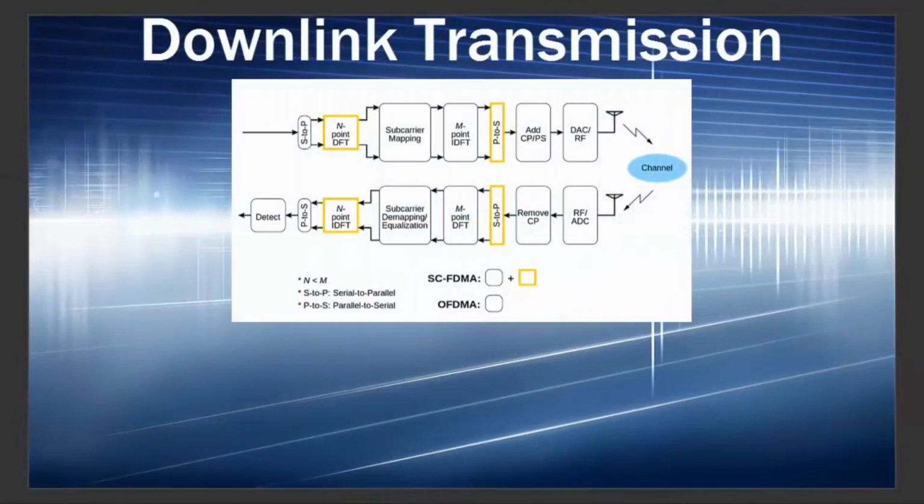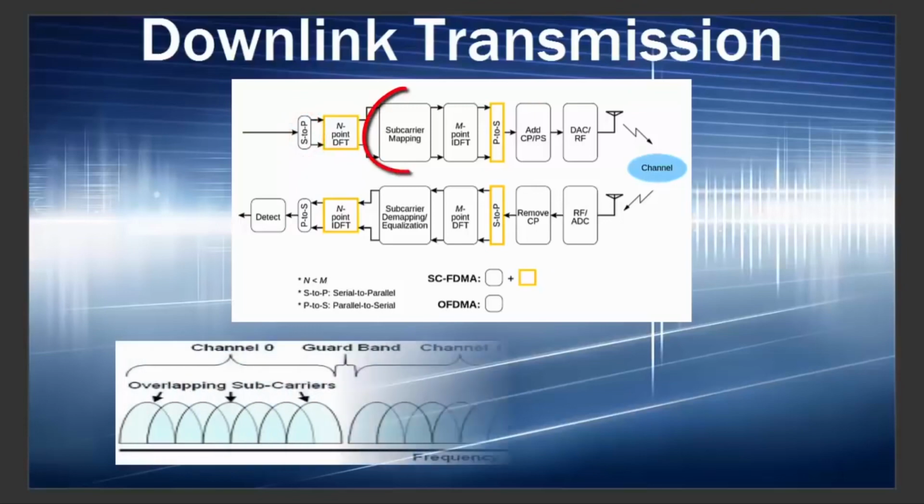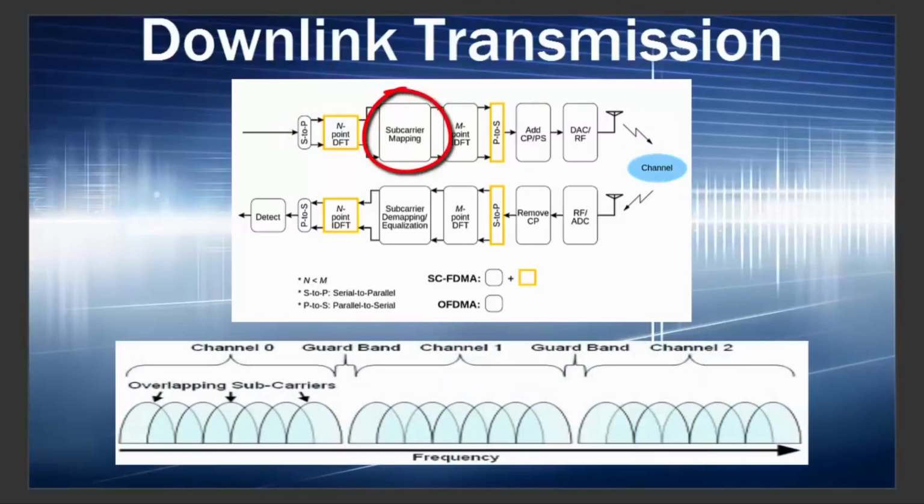In OFDM, a large number of closely spaced orthogonal subcarrier signals are used to carry data on several parallel data streams. In other words, OFDM divides incoming high-speed data into multiple parallel low-rate data streams. Then each data stream is mapped to one of the closely spaced orthogonal subcarriers and is used to modulate these orthogonal subcarriers using varying levels of QAM modulation, such as QPSK, 16 QAM, 64 QAM, depending on the signal quality.